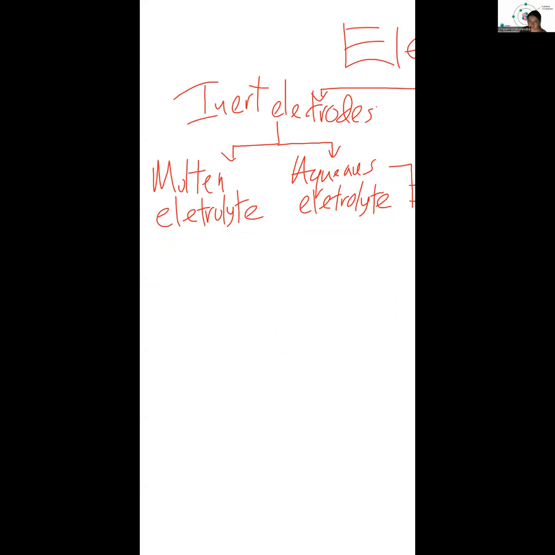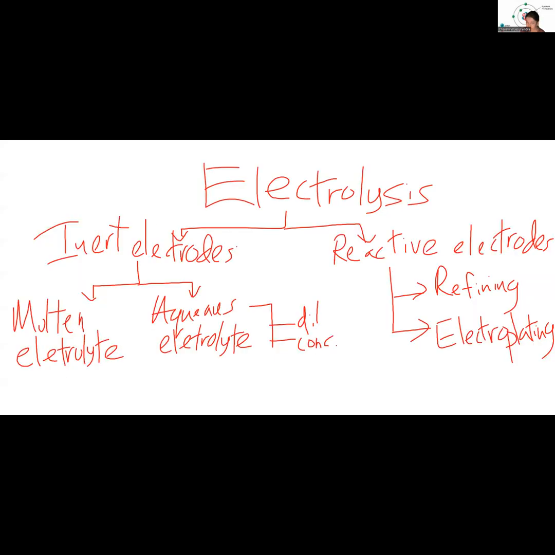Oh, yeah, miss. Miss, I didn't hear you from the part you started explaining the reactive electrodes, like the refining. Yeah. So, can you see the screen there? Yeah, I can see. No, before the screen also was not appearing. You can see the screen, right? Yeah, yeah, I can see.